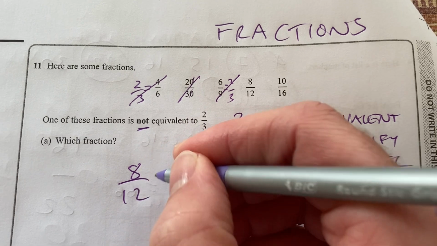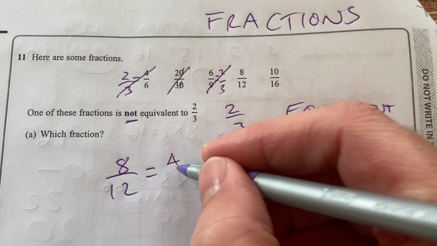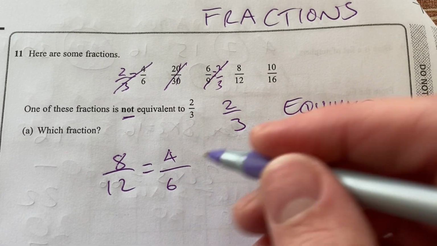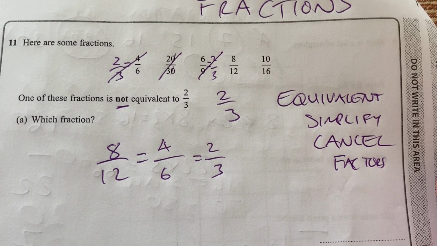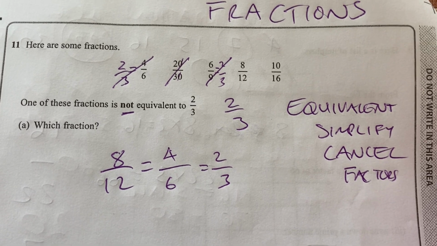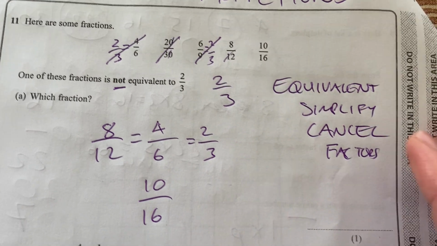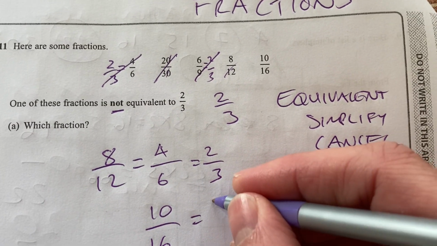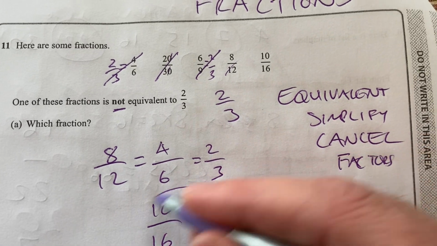8/12, however, if I divide that by 2, I'm going to get 4, and that divide 2, I get 6. Divide that one by 2, still comes down to 2/3. I wasn't so sure about that at the start. So it's not that. 10/16, so let's look at that one. Divide that one by 2, I get 5. Divide that by 2, I get 8. And I can't go any further.